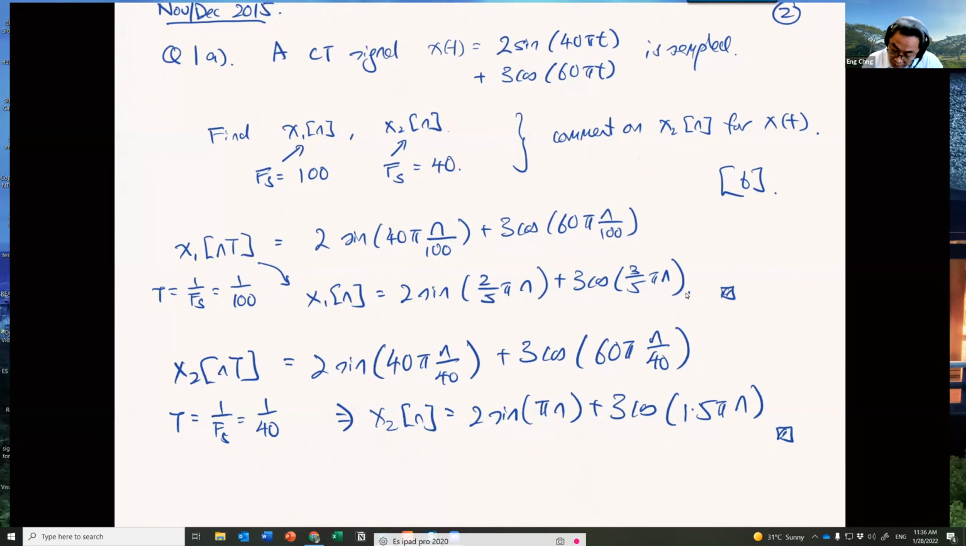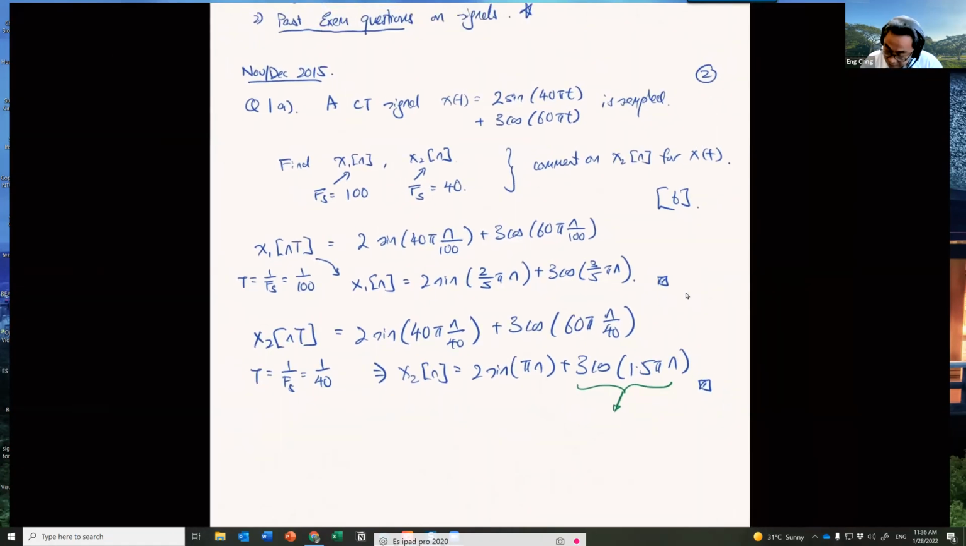Now you must comment. And the comment is this. This one is an under representation of the original signal. This sinusoid is faster than the sinusoid on the top. 60 pi is rotating faster than 40 pi. However, when we see 1.5 pi n, actually it is rotating at minus 0.5 pi. So it appears this is an alias signal. It appears to be rotating slower than the other one. Okay, so that is the comment.